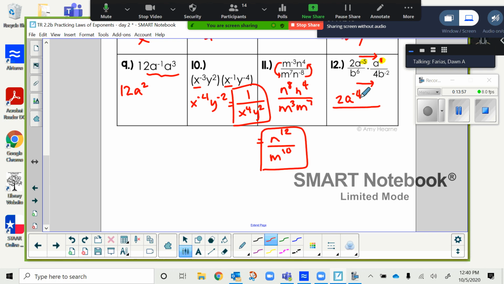So on the bottom, I'm doing b to the 6 times 4b to the -2. So outside in the front of the b to the 6 is a 1. So I do 1 times 4, which is 4. And then I multiply the b's, which means you add their exponents. So you're adding 6 and -2, and that's -4.